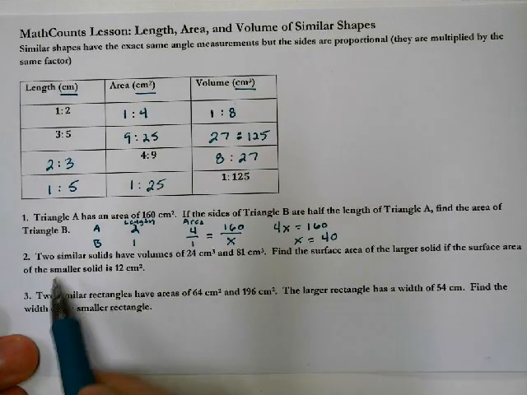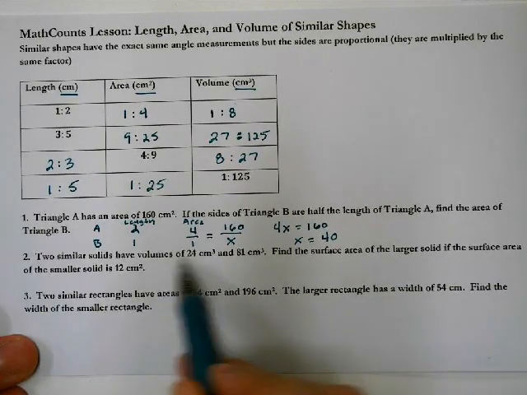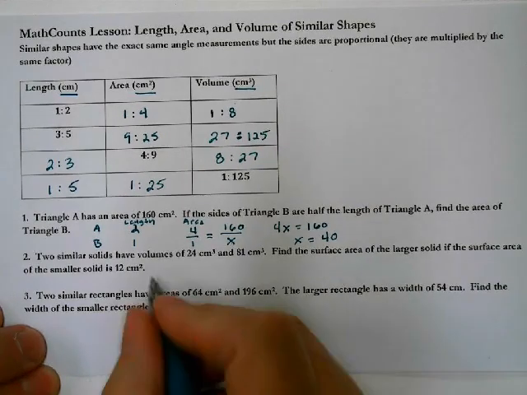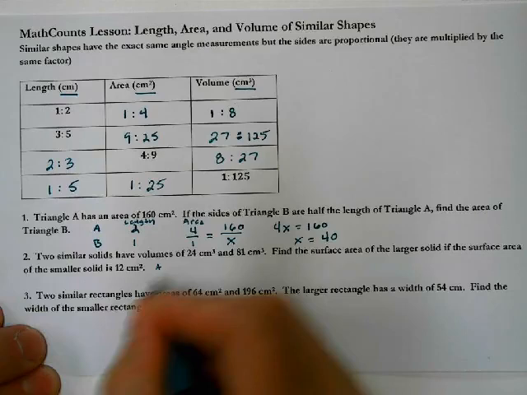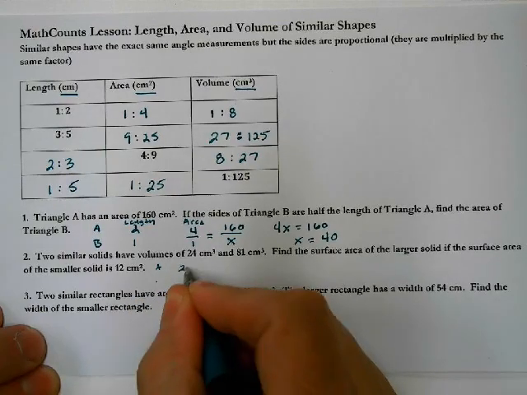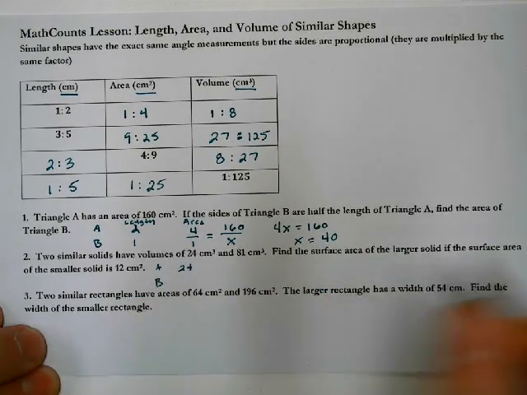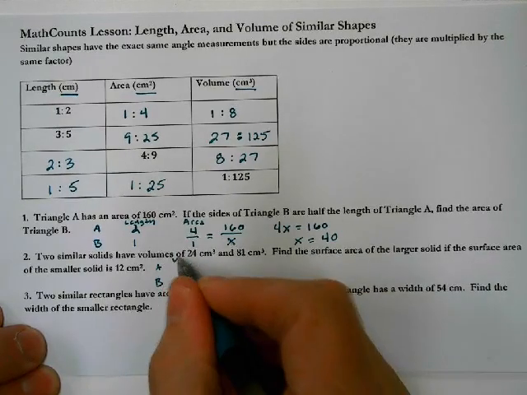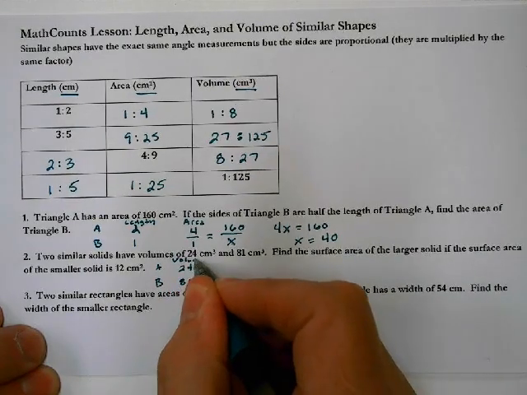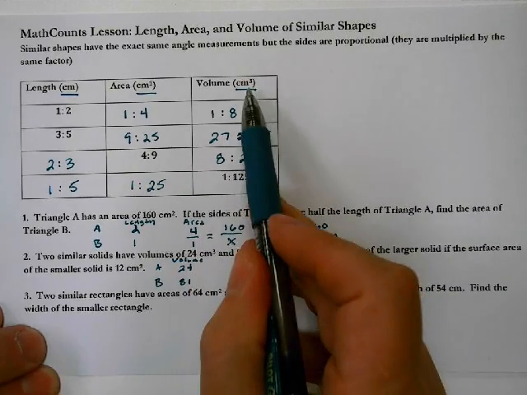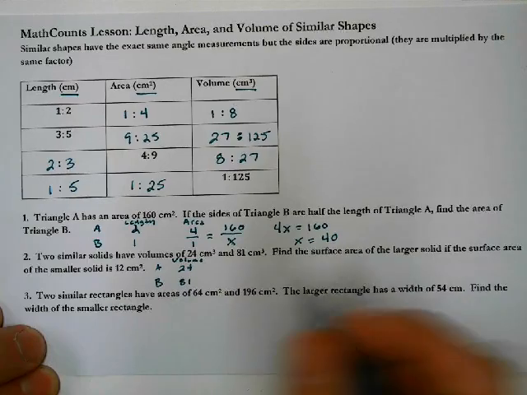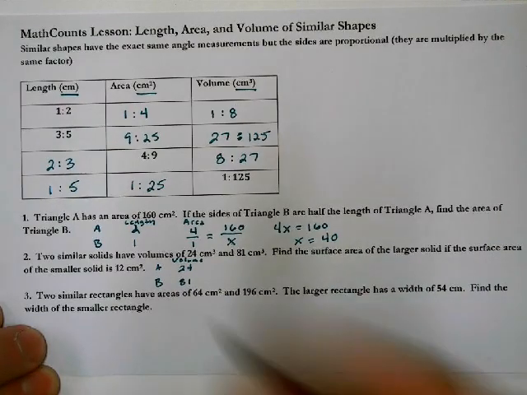Next one, we've got two similar solids. They have volumes of 24 and 81. So let's just say the first one, A, is going to be 24, and solid B is going to be 81. And these are volumes. So remember, with volume, we're looking for a third power or a third root. This is not a perfect third root. So what I'm going to do is I'm going to try to reduce these first.